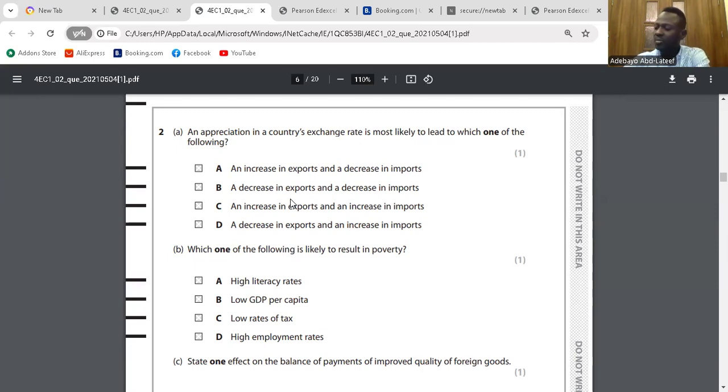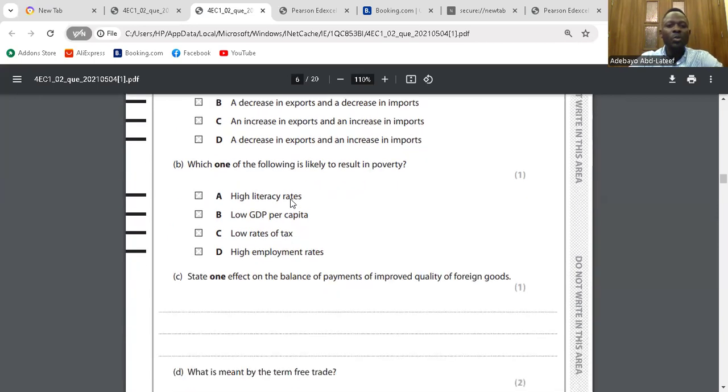Thank you. Question B. Which one of the following is likely to result in poverty? High literacy rates will improve living standard because people will be able to work and become employable. I'm sorry, I got it right, but I didn't understand. Yeah, I'm going to explain each one. High literacy rates means people are educated, and an educated population brings about employable population. Income level will increase, poverty will reduce.